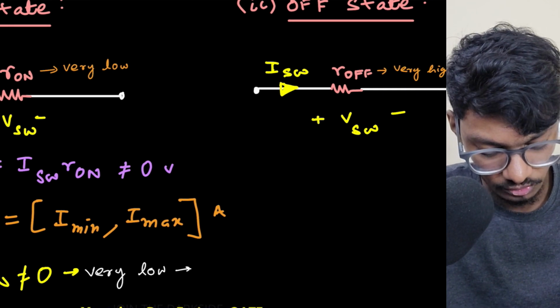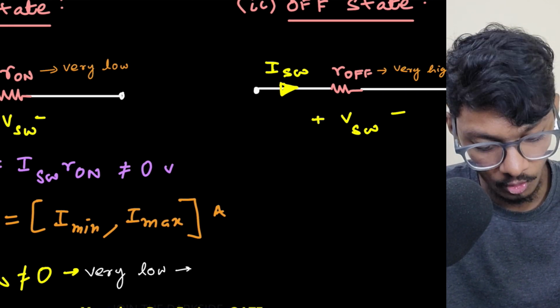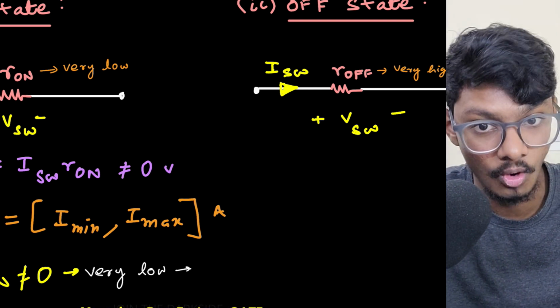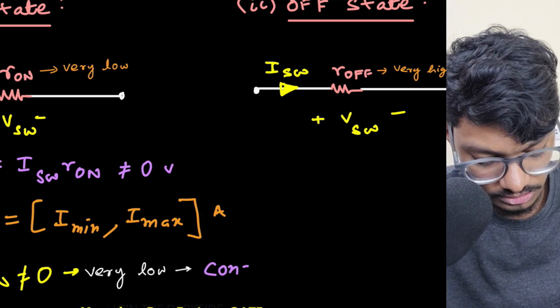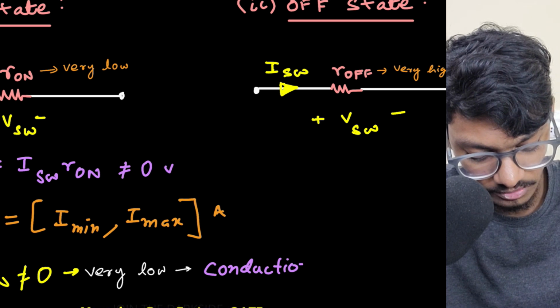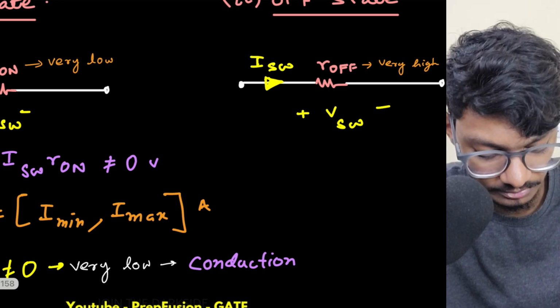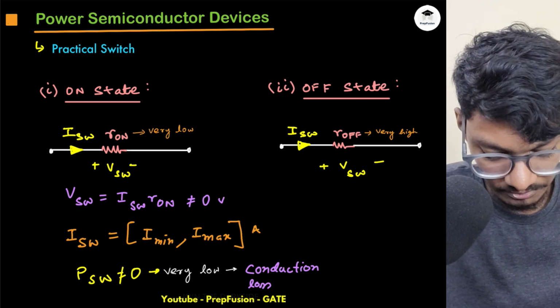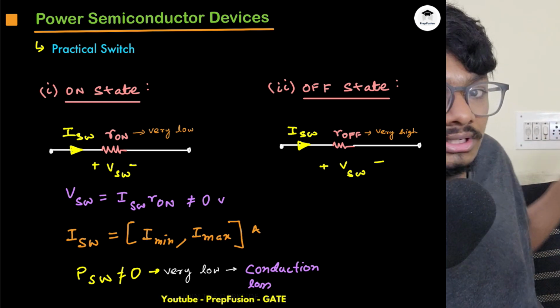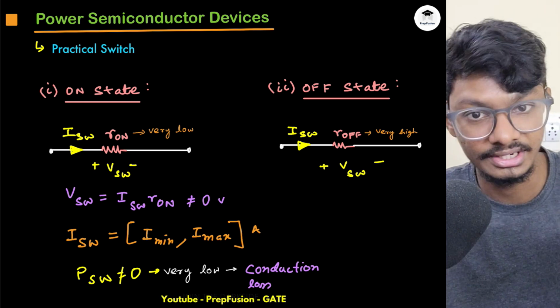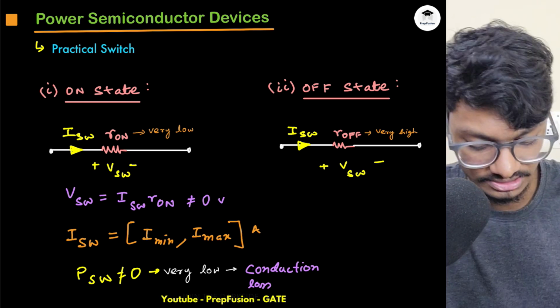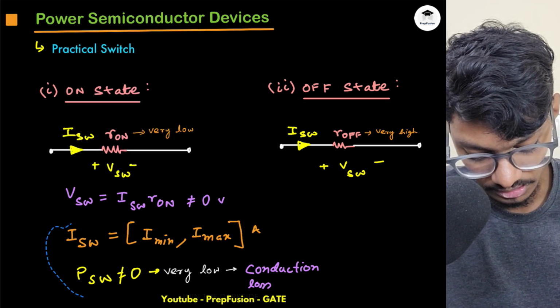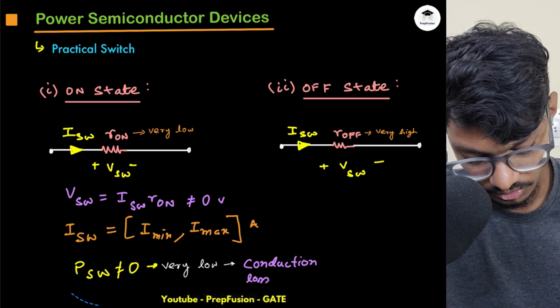So if it is not 0, basically this is called the conduction loss. When the switch is on, this is called the conduction loss. It has some conduction loss. Basically it is conducting but with certain loss. And obviously just at the instant when I turn this on, it doesn't pass current instantly. It takes some time to reach its steady state. With the timing diagram, we'll understand this better.